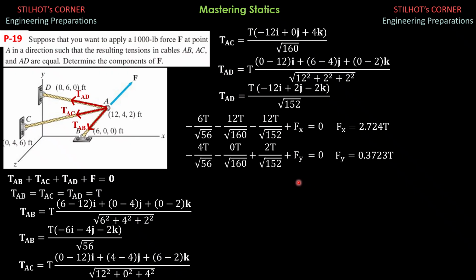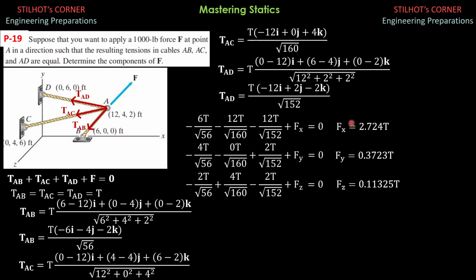Then for the z component, summation forces z equals 0. So it is negative 2t over square root of 56 plus 4t over square root of 160 minus 2t over square root of 152 plus Fz equals 0. So Fz is equal to 0.11325 of t. So take note that the magnitude of the force F is 1,000 pounds.